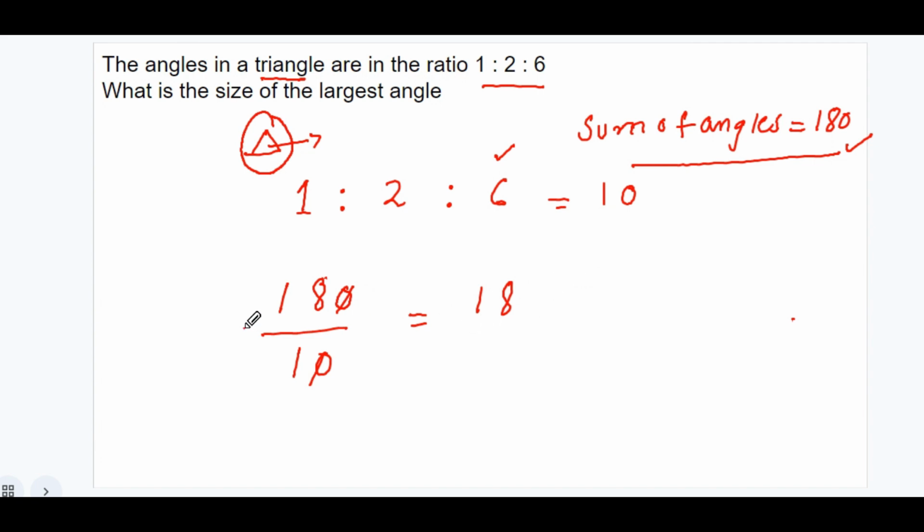Now you have your one part. When you have it, you can find any number in your ratio. So now we need to find the largest angle. We are going to multiply, that means 18 times 6, which is going to give you 6 times 8 is 48 and so 108 degrees will be your answer.